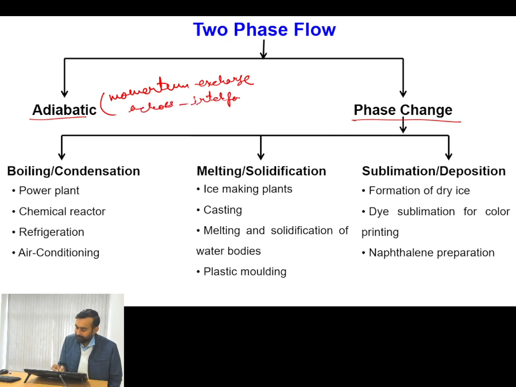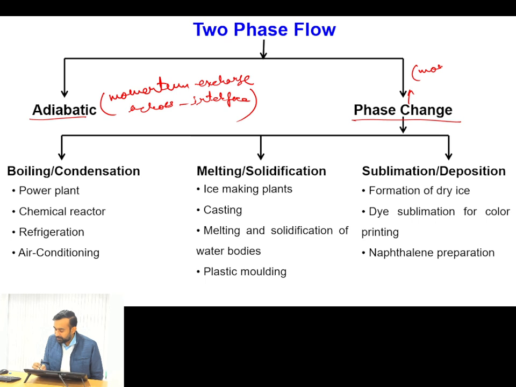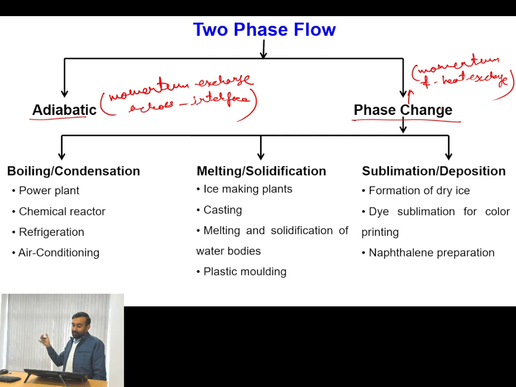And if I have phase change systems, then I will be having both momentum and heat exchange. There can be one another facet of this kind, where if there is existence of chemical potential between the two phases, then because of the chemical potential there can be even species exchange or mass exchange due to difference in the concentration of the species.